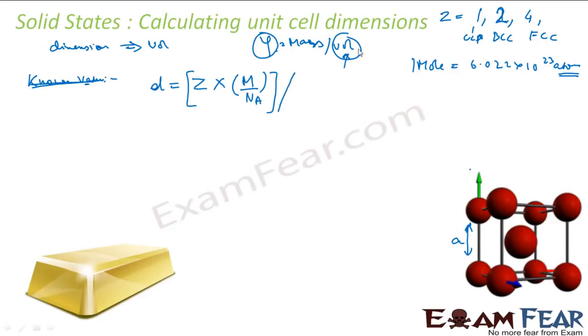Now divided by volume, what is that? My volume of unit cell. Correct? So what is the volume of unit cell? It is nothing but A cube, if A is my edge. This is my formula. Density is equal to mass by volume. Mass is nothing but Z, which is my number based on the type of packing, into mass of one atom, that is nothing but molar mass by Avogadro number, divided by volume of unit cell, that is A cube. This is the formula I have derived.